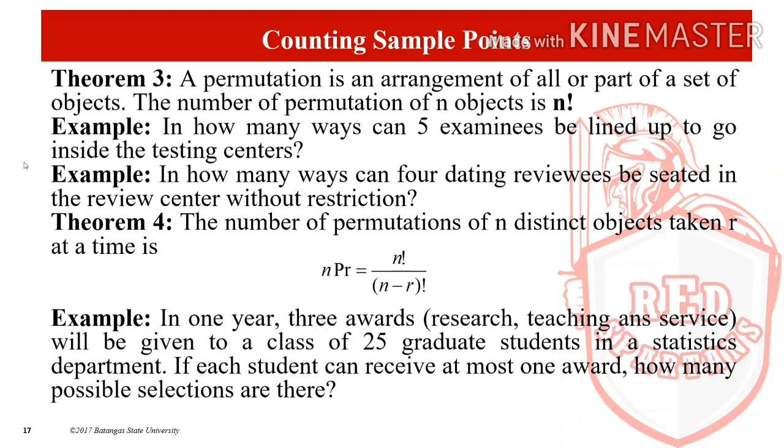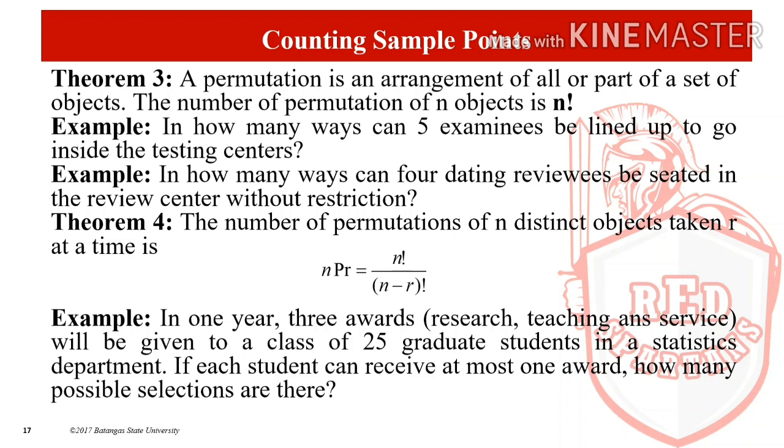40,320 ways. For theorem number 4 is the permutation. So, the number of permutations of n distinct objects taken r at a time is n factorial over n minus r factorial. Pag sinabi nating permutation, may arrangement yung object, then important sa kanya yung ordering. Then kapag may mga restriction, so permutation siya. Then kalimitan naka-specific yung bibigay ng mga set dun sa kanyang example or mga problem.